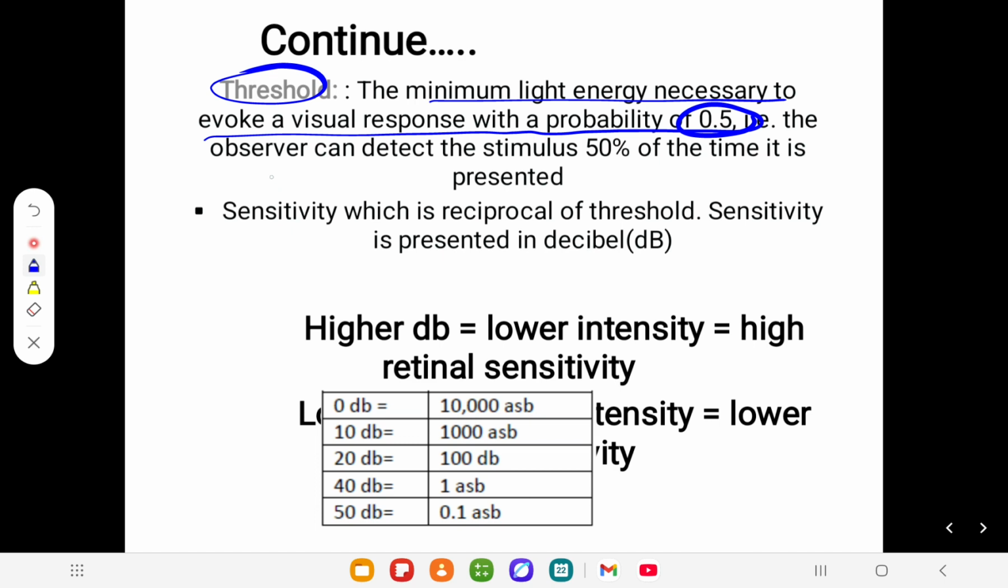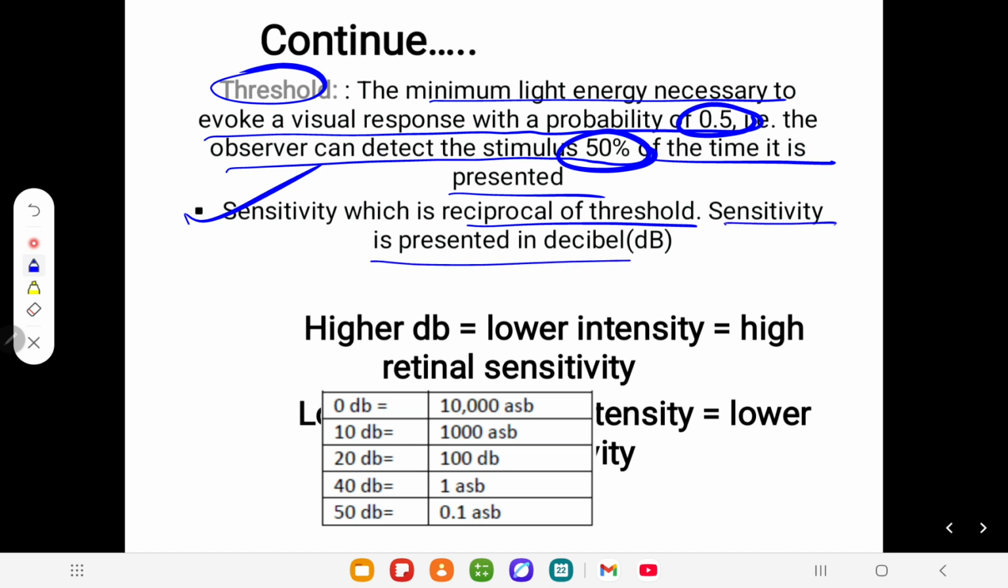That is, the observer can detect the stimulus 50% of the time it is presented. So it's not about just seeing the light. It's about seeing it 50% of the time when the same light is presented at the same location. Okay, sensitivity is reciprocal to threshold, isn't it? So the higher the threshold, the lower the sensitivity.